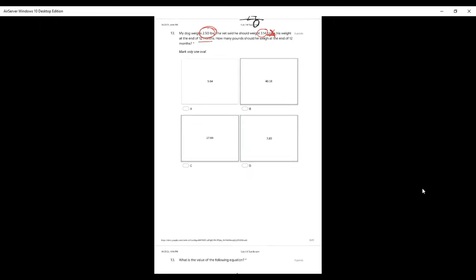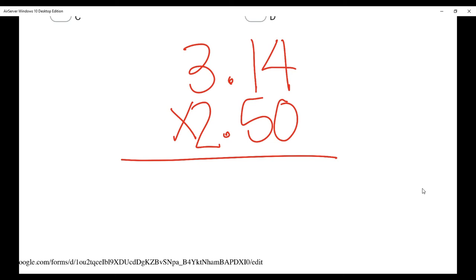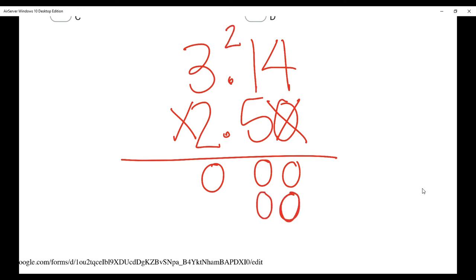So I've got 3.14 times 2.50. Okay, so 0 times all of this is just going to be 0, yes? Then when I go down and I do 5, I have to add a placeholder 0. 5 times 4 is 20. 5 times 1 is 5, plus 2 is 7. 5 times 3 is 15.